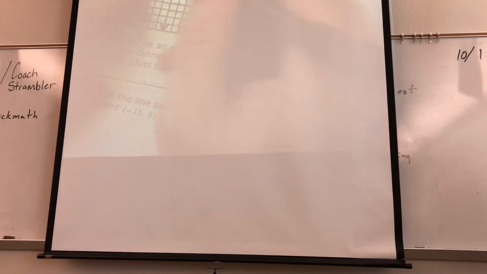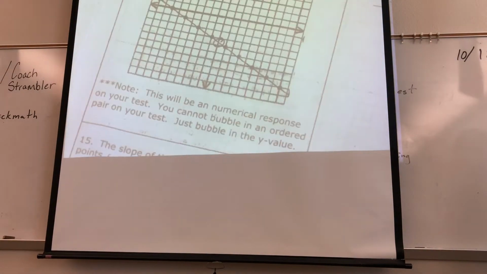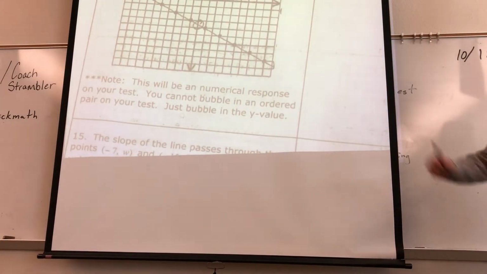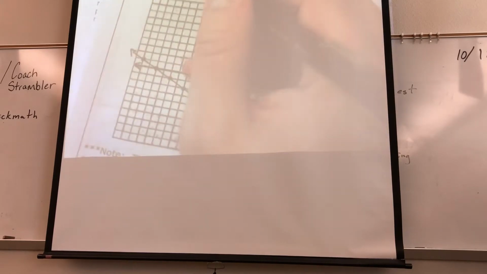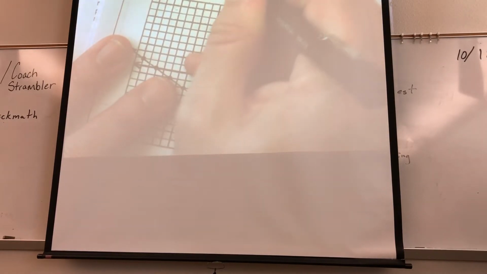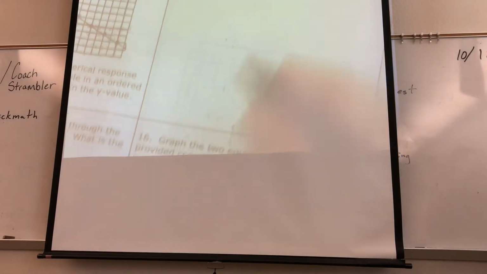13, the y-intercept is where we cross the y-axis. This is going to be a numerical response. You bubble in an order. You can't do an ordered pair. You just have to do this. It's halfway in between negative 3 and negative 4. So it's negative 3.5.